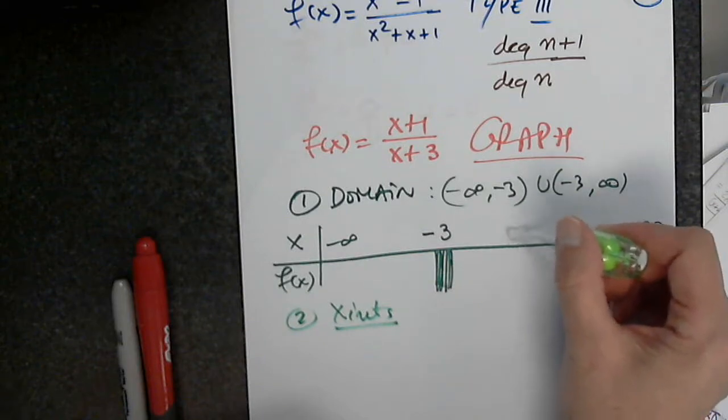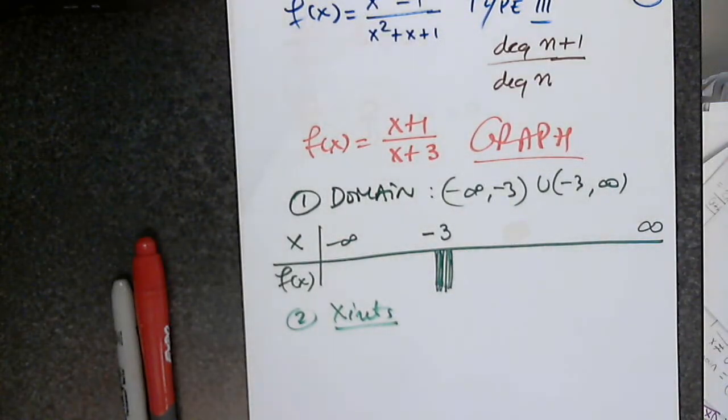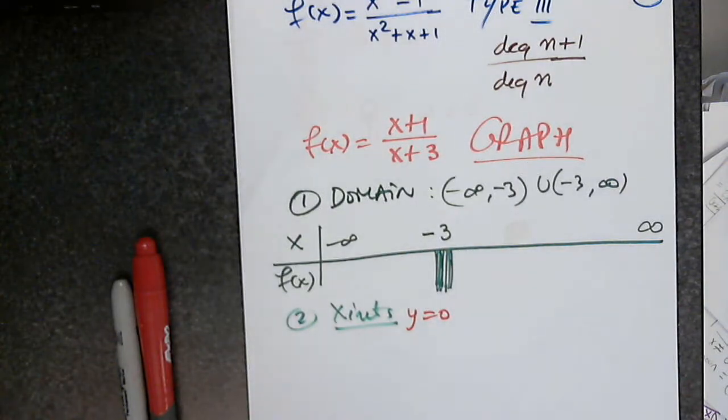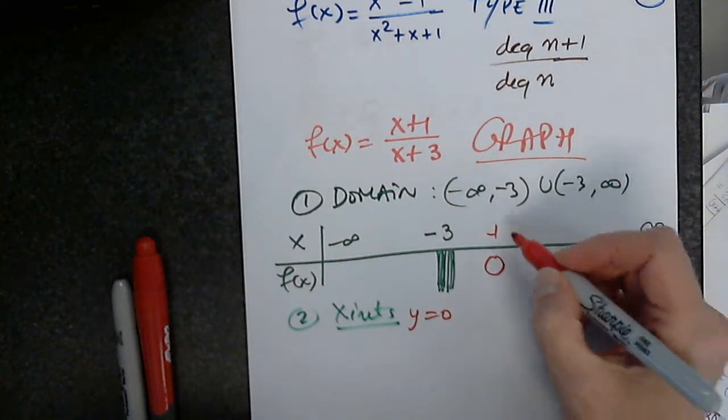I want to move the 0 a little bit to the right. So what will you say? When is, you said x-intercepts, I'm sure you're going to say y equals 0, right? So when is this fraction 0? Exactly. At -1, the fraction is 0.